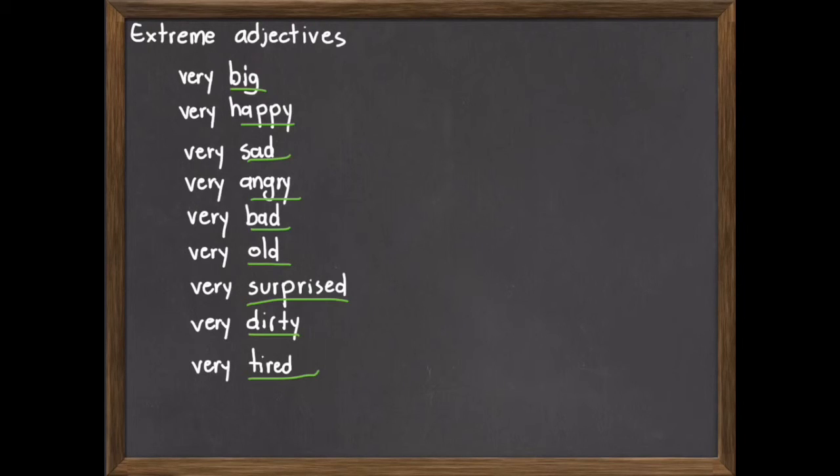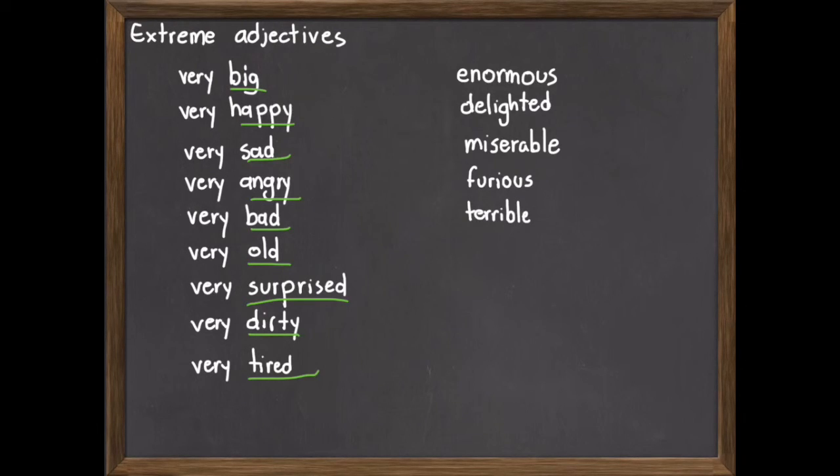For very big would also be enormous. Very happy would be delighted. Very sad, if you're very sad, you could use the word miserable. It's not necessarily a bad word in English, it just means that you're very sad, very disappointed. Now, very angry, you could be furious. If something's very bad, it could be terrible. If something's very old, it might be ancient.